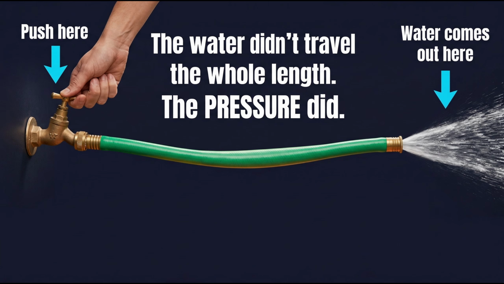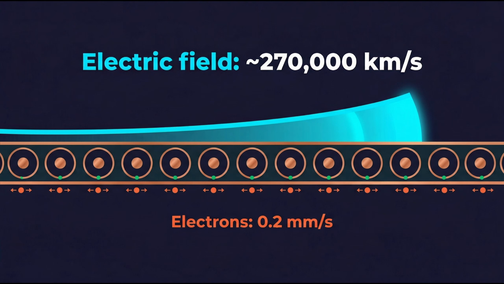Picture a garden hose that's already full of water. You turn the tap, and water comes out the other end immediately. Not because the water traveled from one end to the other, but because the push traveled through the water that was already there. Electricity works the same way. The wire is already full of electrons. The electric field, created by the power plant, is already there, pushing against every electron in the wire.